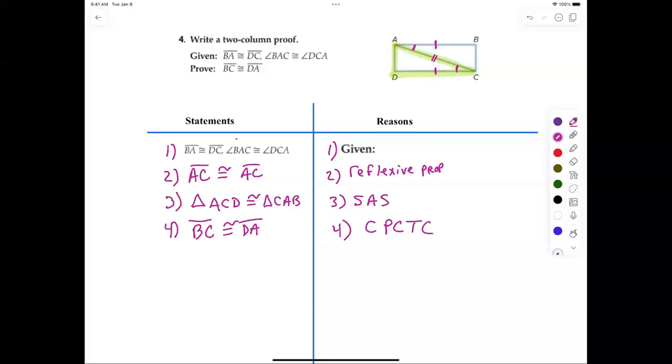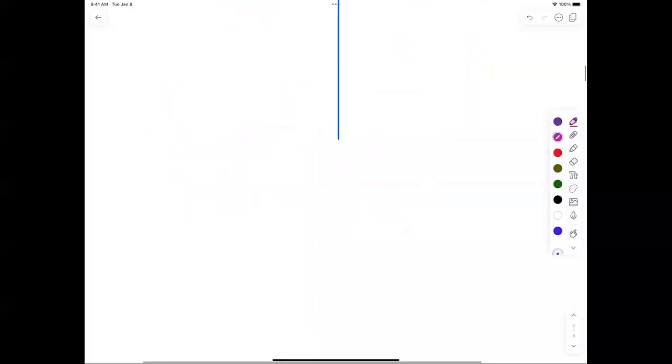I also know that BCA is congruent to DAC. Why is that? Corresponding parts of congruent triangles are congruent. That's all I'm telling you. Prove the triangles are congruent, then you know all the parts are congruent. That's how simple that was. All right. Let's see what else we have.